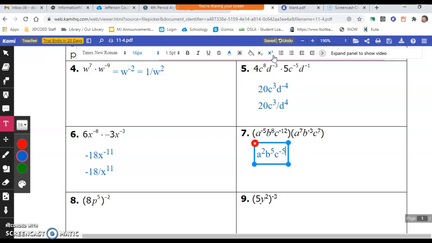But now we've just got to figure out how we're going to rewrite or simplify this expression without negative exponents. So what's the only thing being raised to the negative exponent? C. So we're going to have a squared b to the 5th, and all of that is going to be over c to the 5th.